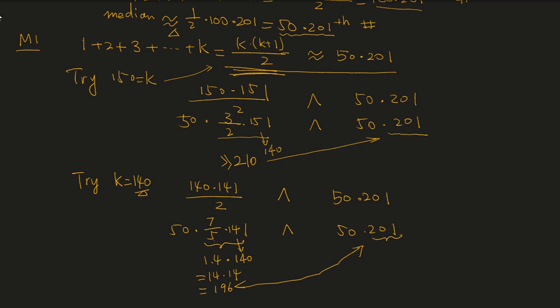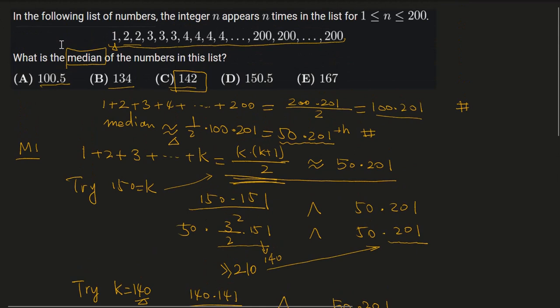Now let's come back to the choices. So we need some number between 140 and 150. Therefore, C is our solution. So this is the first method to nail down the solution by trials. And of course, we need some inequality techniques for shrinkage or enlargement.